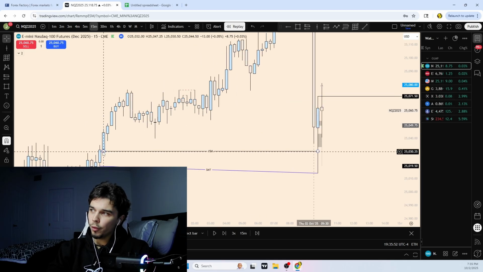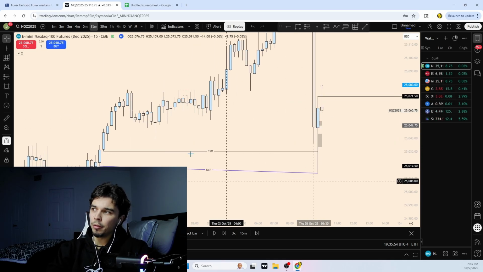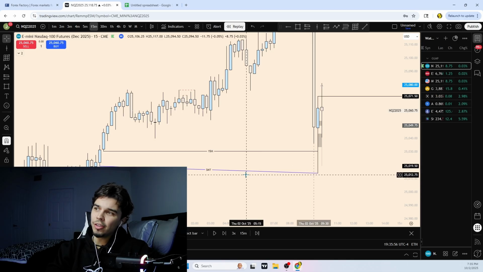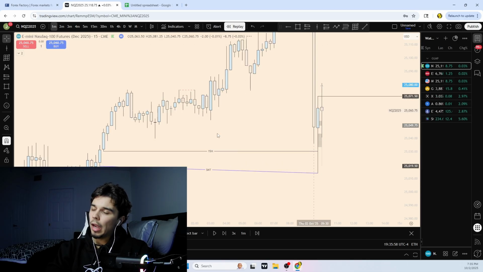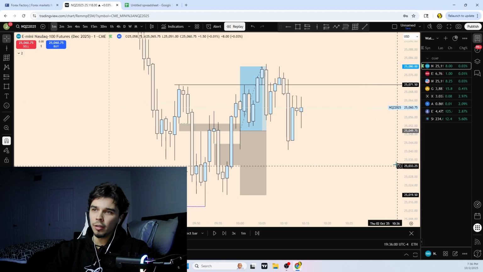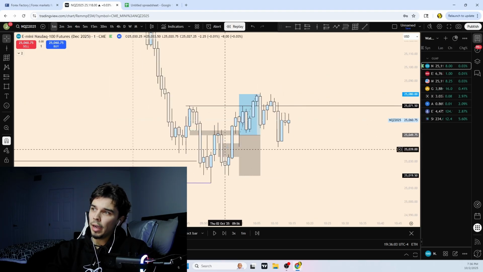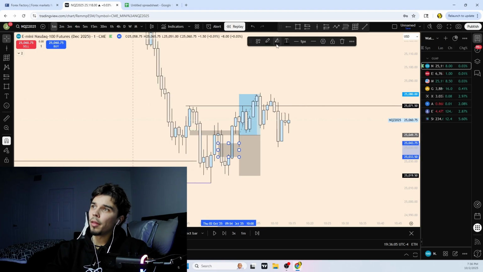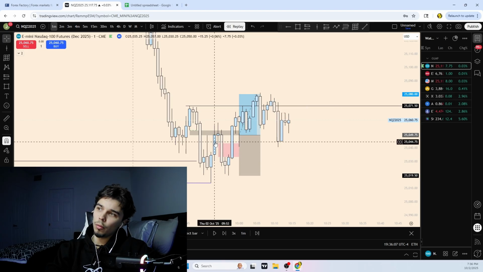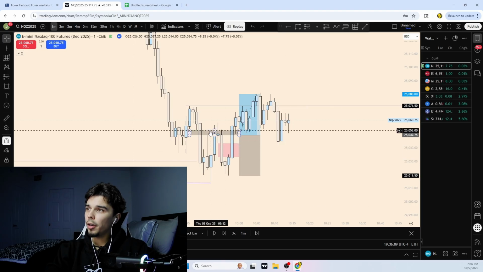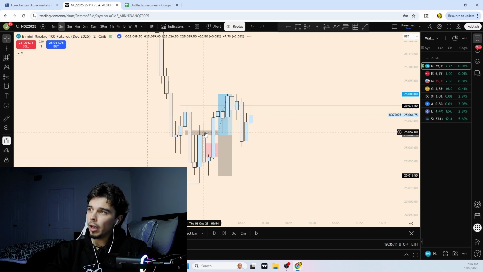We had an unfilled 15-minute fair value gap right here. That price ended up coming down, respecting it. We ended up taking out Asia lows that we created an SMT with. And then what else did we use in our favor, right? We had a 1-minute inversion right here with this red box, and then we also had a 2-minute inversion with this black box right here as well.